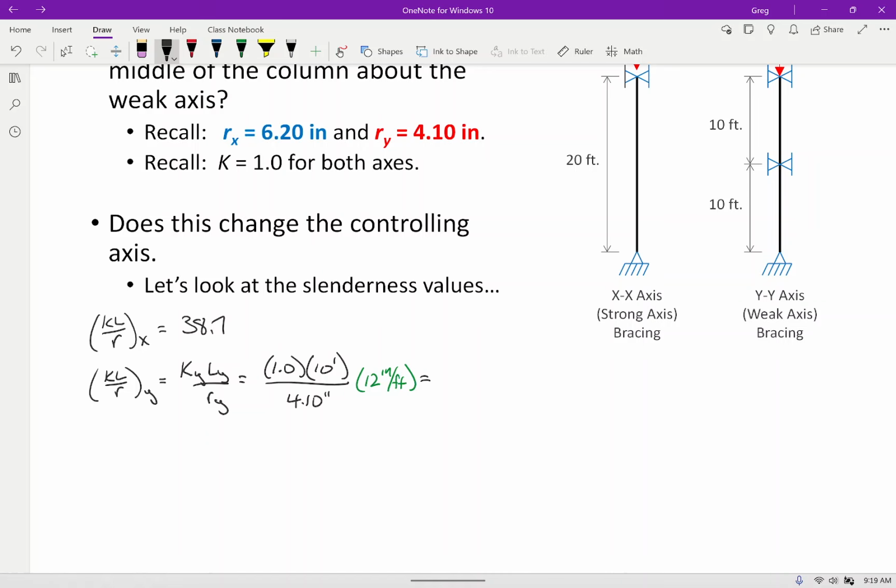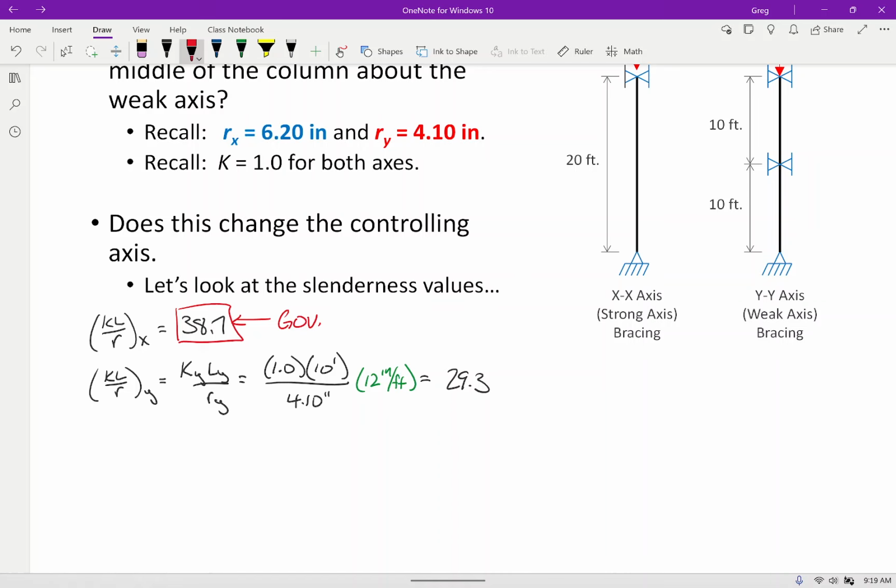What would we get here? Well, we'd get half of what we got the last time, which is probably something like 29.3. So now, which slenderness value governs? This one. Okay, everybody with me so far? All right, let me ask you a follow-up question just to make sure that we're all on the same page. Would you agree that adding this brace made the column stronger?